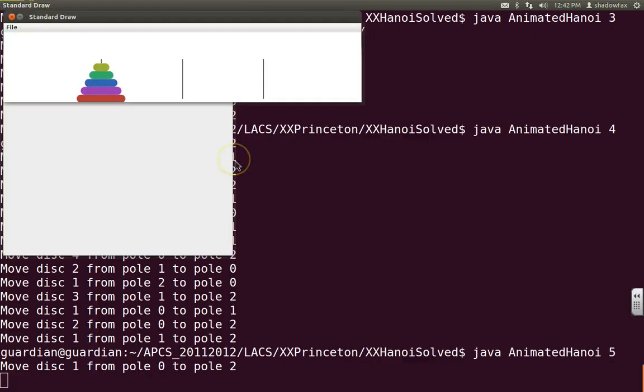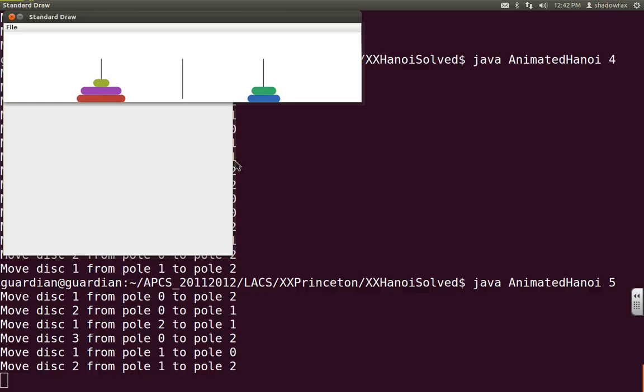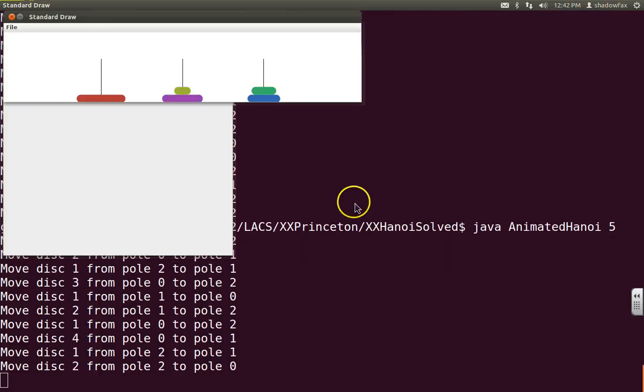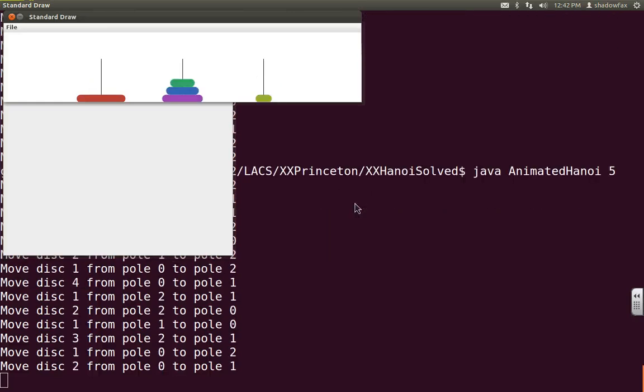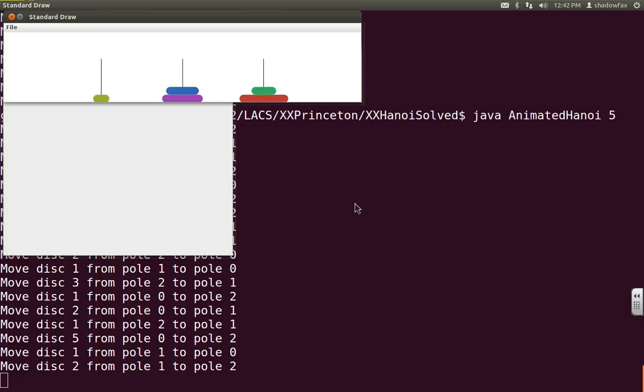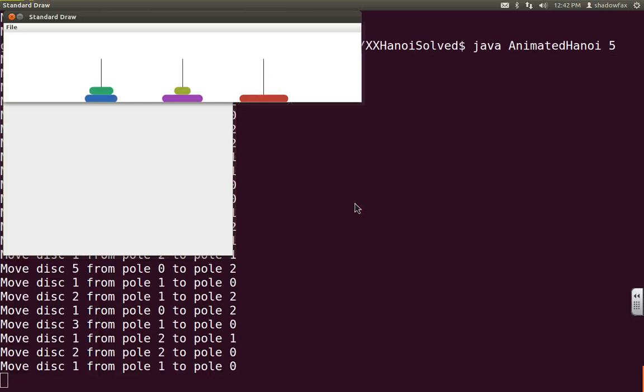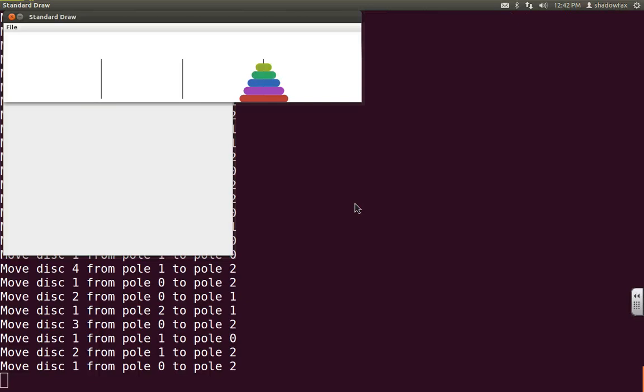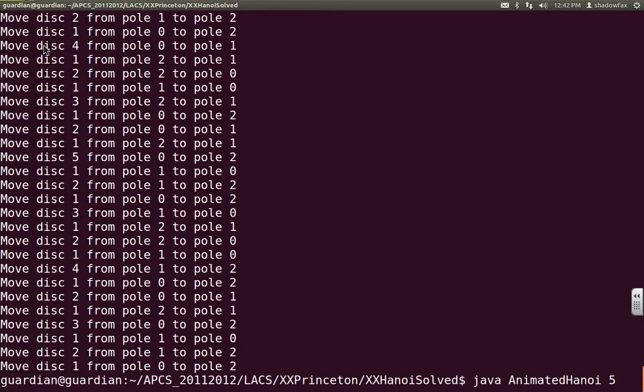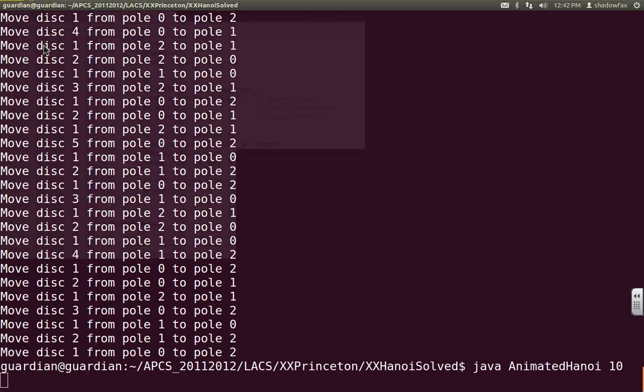And here's 5. Okay, boom, boom, boom, boom, boom, boom, boom, boom. So the recursive algorithm built into this program actually handles getting all the pegs from one side to the other without ever moving more than one disk at a time and without ever having a large disk over a small disk. And I don't know, this gets crazy. How about 10? This could take a while.